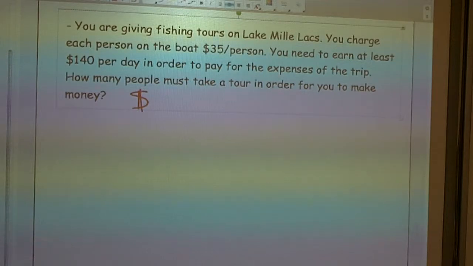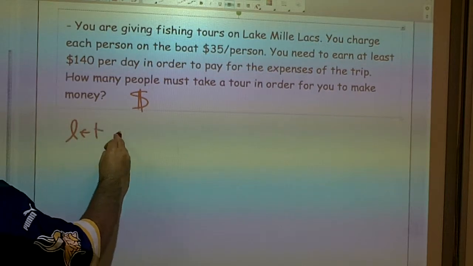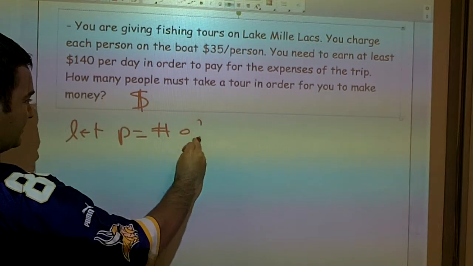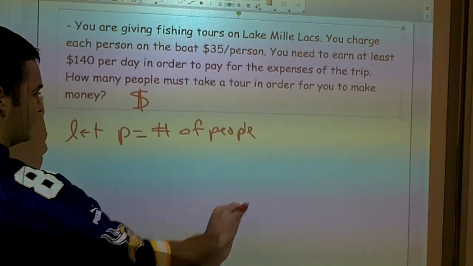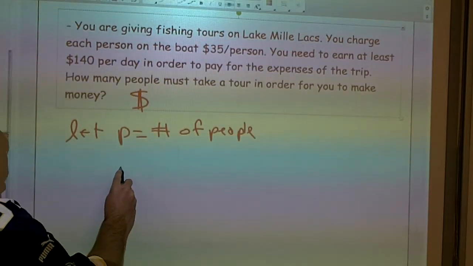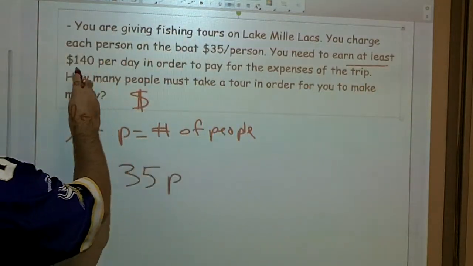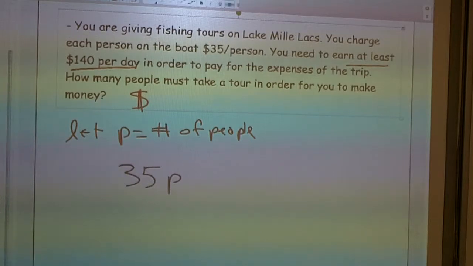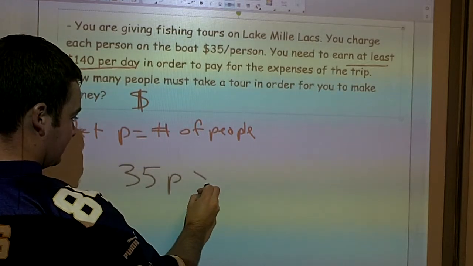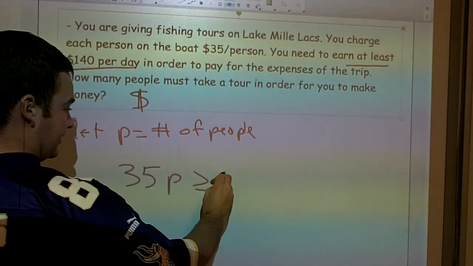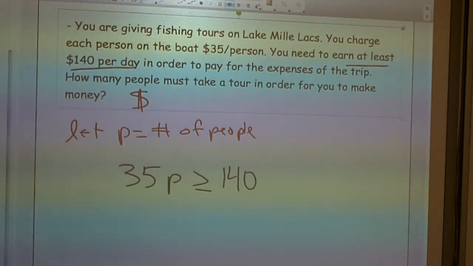Alright, so if we're dealing with $35 per person, let's let P equal the number of people. We're making $35 per person, so 35 times P. We need to earn at least, here's the key word, at least $140 per day. So we're going to say 35P needs to be greater than or equal to $140.